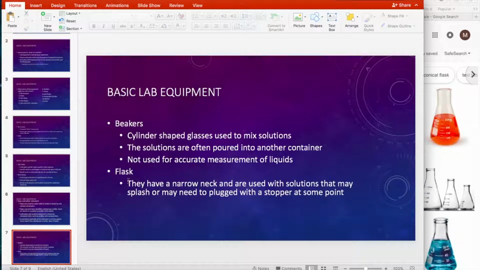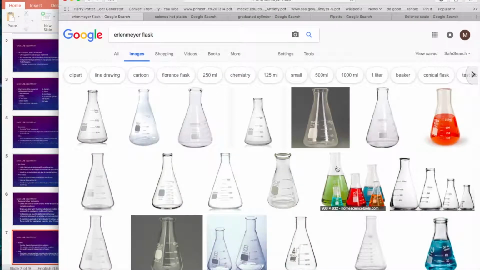A flask, or better known as an Erlenmeyer flask, and I'll point out where that word is in a second, the word Erlenmeyer. They have a narrow neck and are used with solutions that may splash or may need to be plugged with a stopper at some point. So this is an Erlenmeyer flask. If you would like to jot down that word Erlenmeyer, here it is, up here at the top, Erlenmeyer.